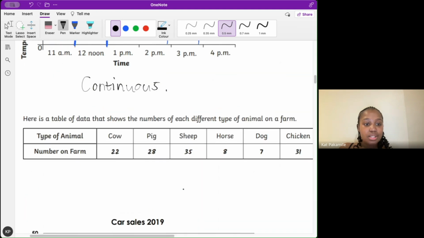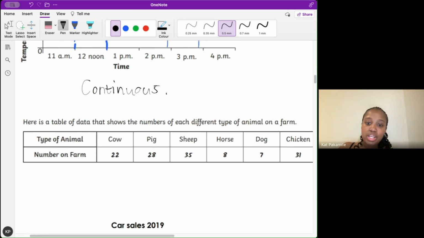The next one, a table that shows the number of each different type of animal on a farm. Are we counting the animals or are we measuring the animals? If I say I have a farm and I want to know what I have on the farm and how many I have, will I be going out and counting those animals or will I be going out and measuring them? That is true, guys. Beautiful. You'll be counting them, right?